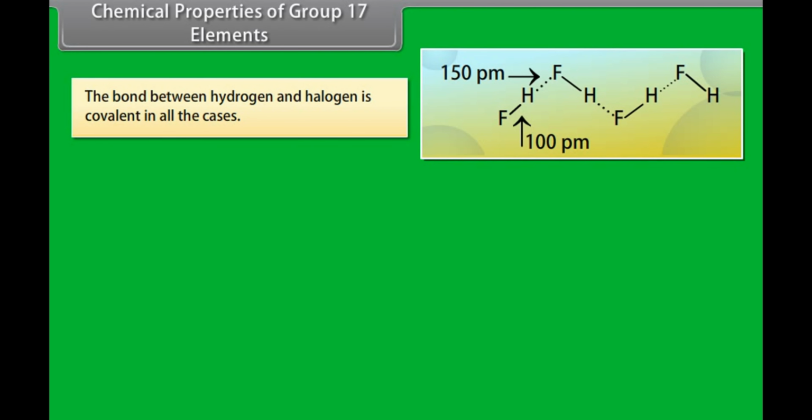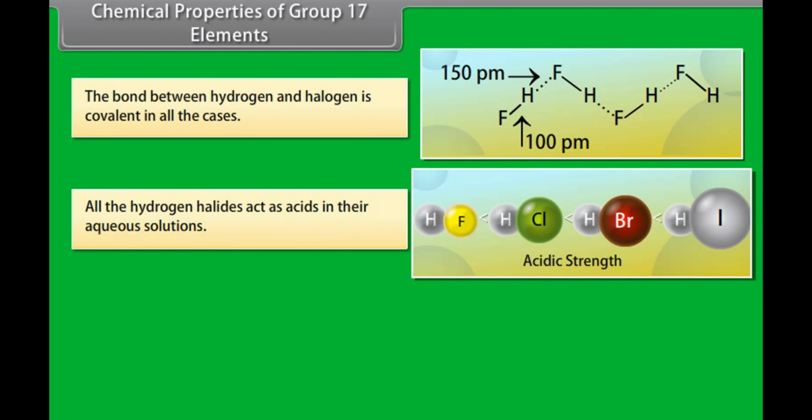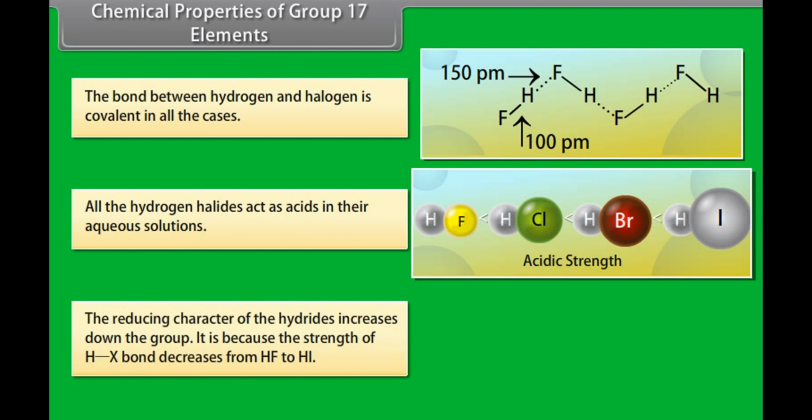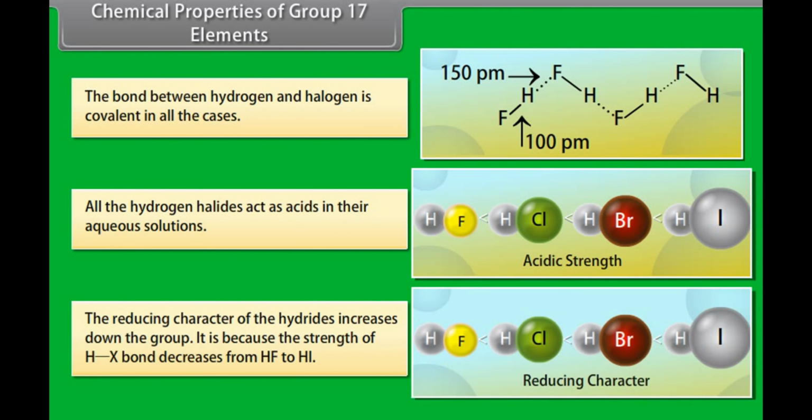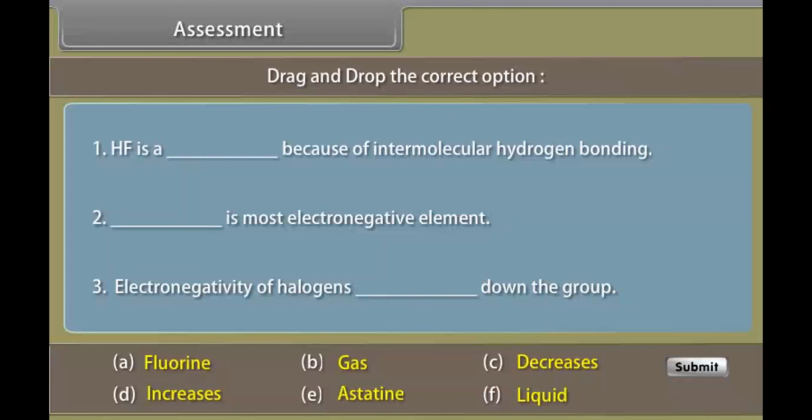The bond between hydrogen and halogen is covalent in all the cases. All the hydrogen halides act as acids in their aqueous solutions. All the halogen acids ionize to give H+ ion and halide ion X-. The reducing character of the hydrides increases down the group. It is because the strength of HX bond decreases from HF to HI.